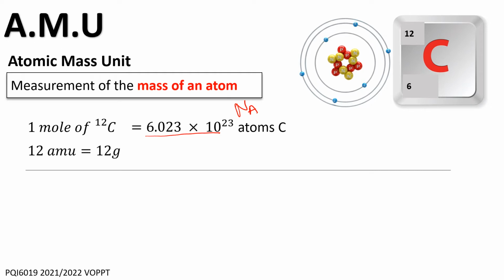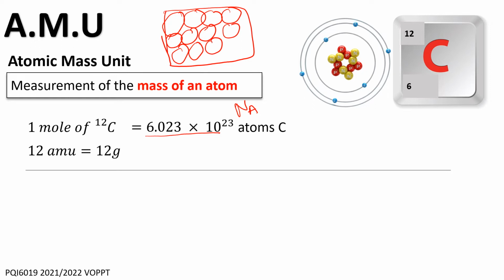Next, 12 AMU is equal to 12 gram. So what is meant by this? Let's say in a carbon, we have 12 grams. So this is 12 AMU. 1, 2, 3, 4, 5, 6, 7, 8, 9, 10, 11, 12.